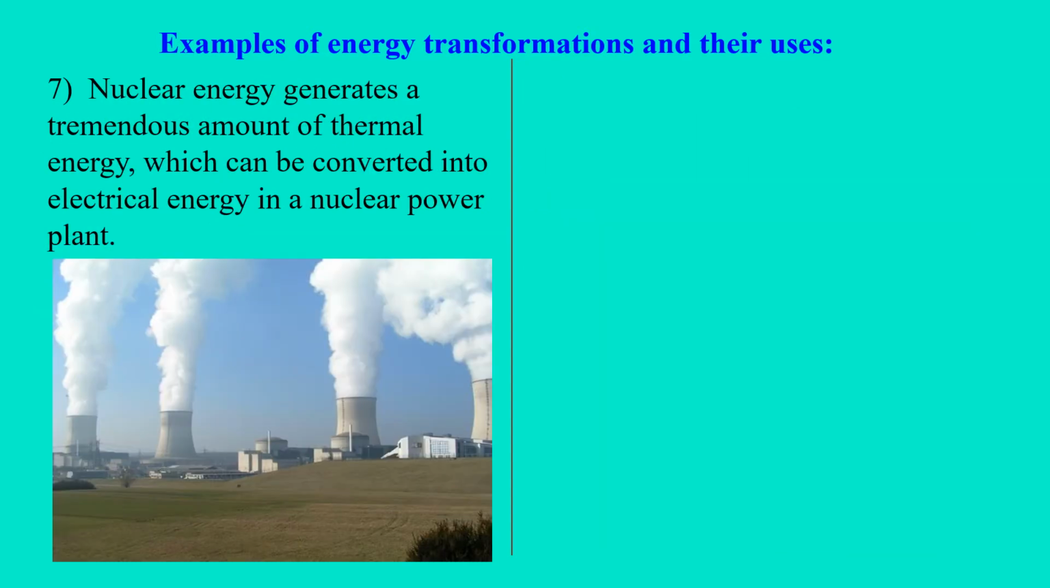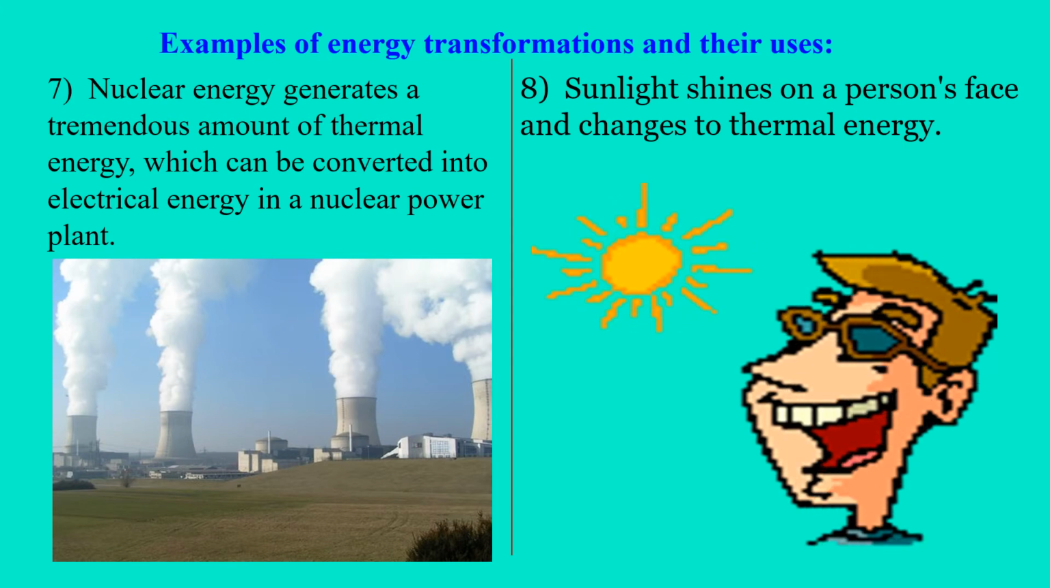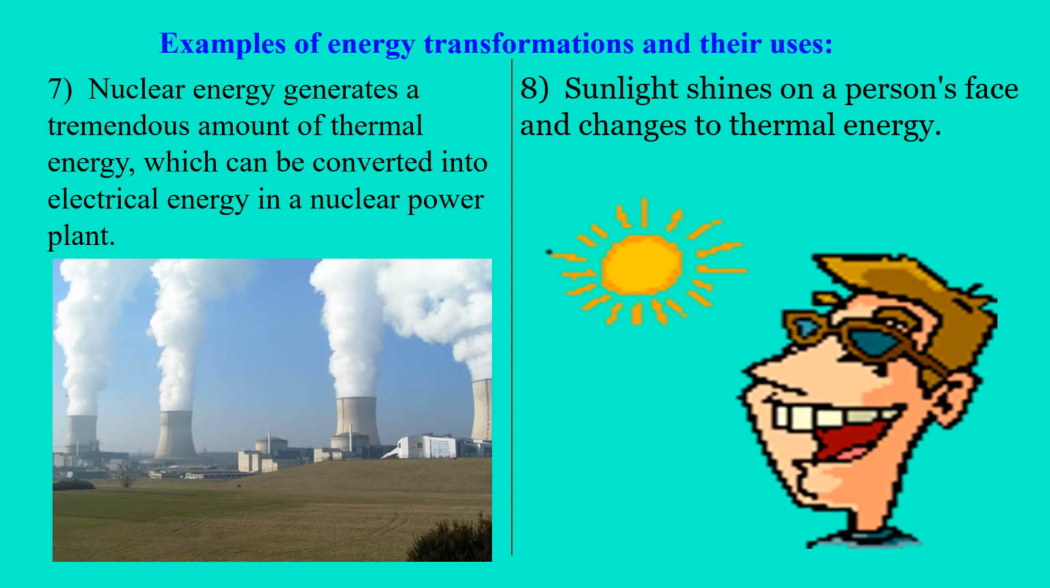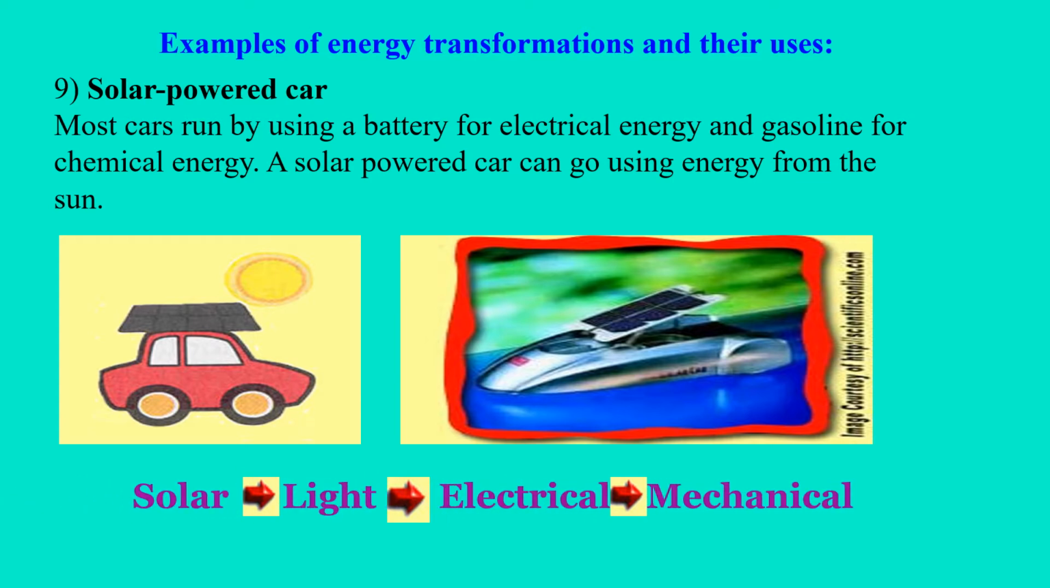Nuclear energy generates a tremendous amount of thermal energy, which can be converted into electrical energy in a nuclear power plant. Sunlight shines on a person's face and changes to thermal energy. Solar-powered car: most cars run by using a battery for electrical energy and gasoline for chemical energy. A solar-powered car can go using energy from the sun.